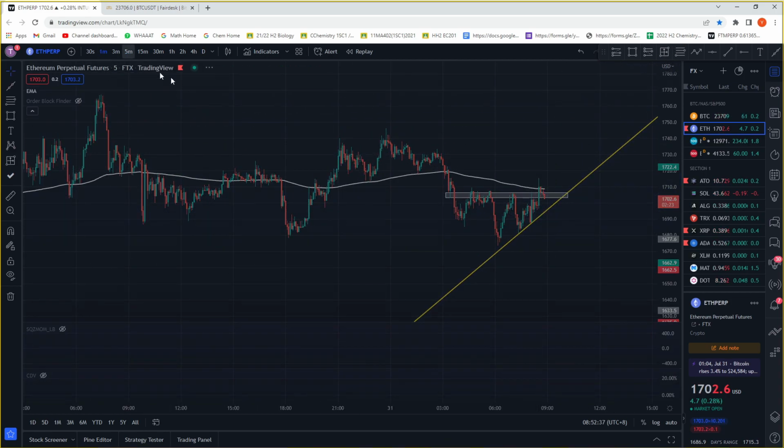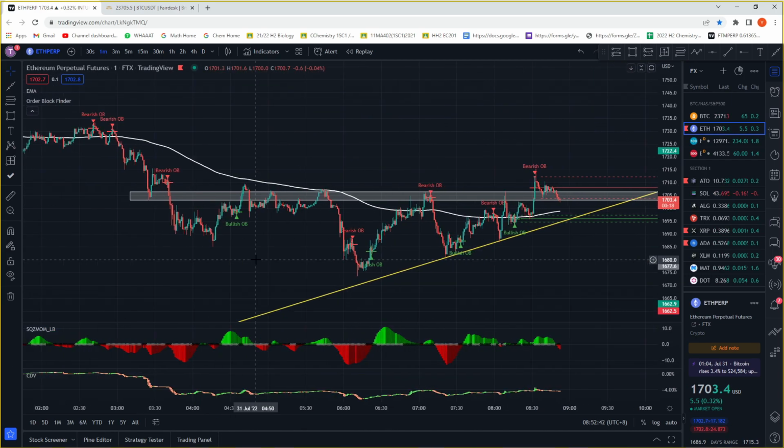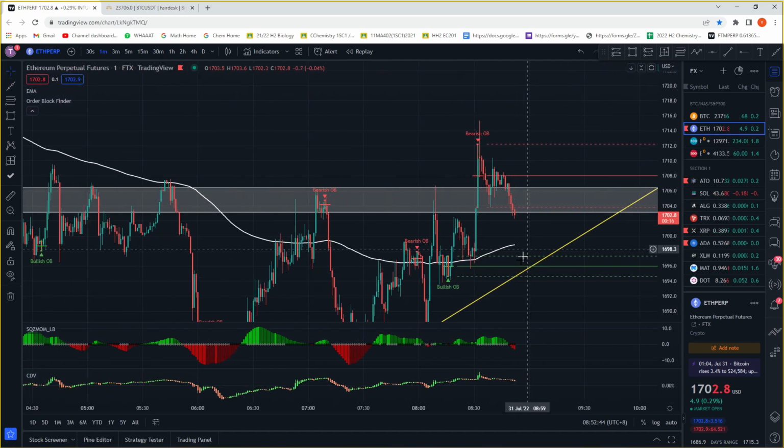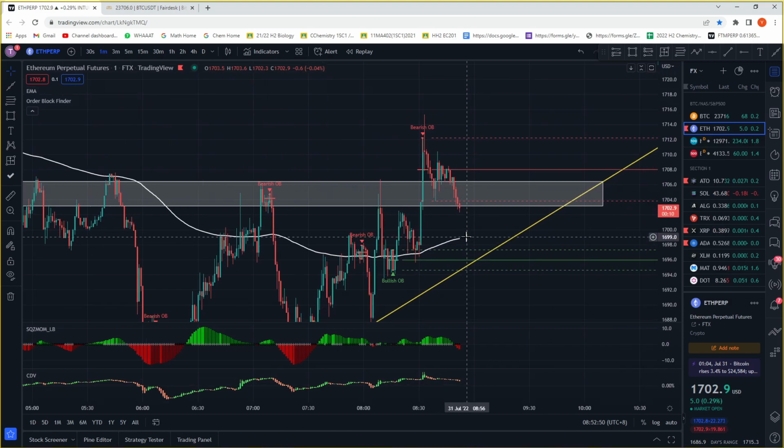So yeah, this is basically how you do your charting. I'm going to be looking for trades. Maybe I enter on this bullish order block here. I'm going to be looking for trades before I take any position, and I'll let you guys know when I take a position.